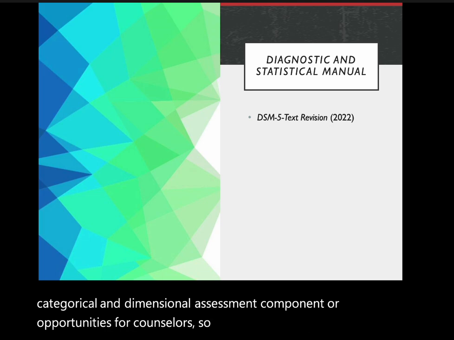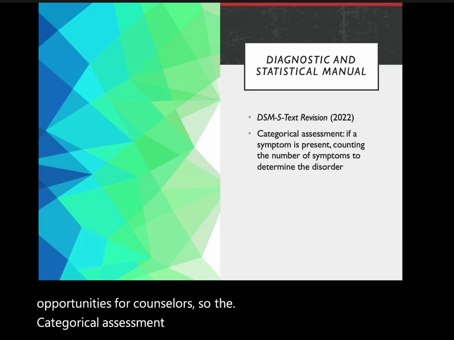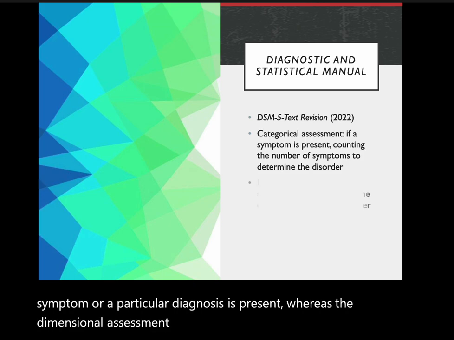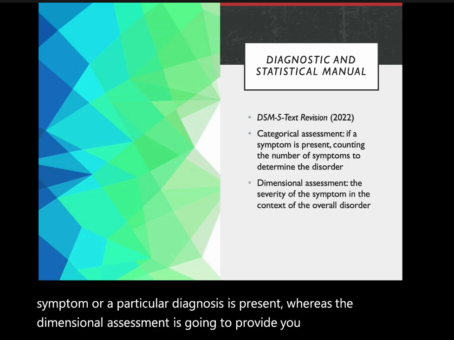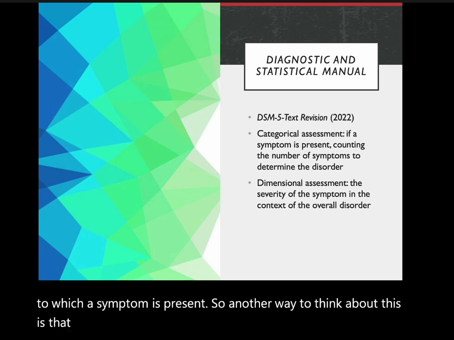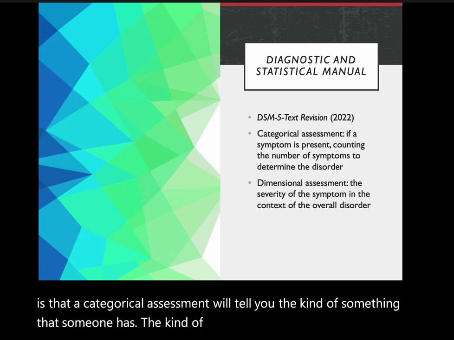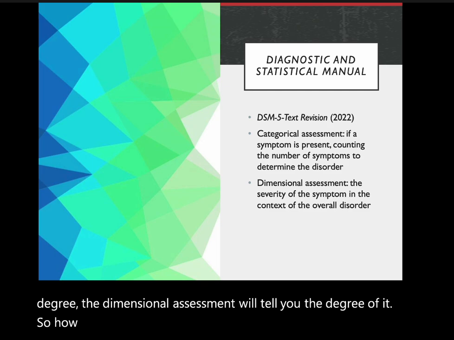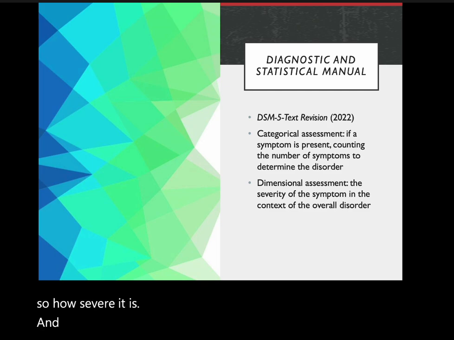So the categorical assessment refers to noting whether a particular symptom or a particular diagnosis is present, whereas the dimensional assessment is going to provide you with the degree to which a symptom is present. Another way to think about this is that a categorical assessment will tell you the kind of something that someone has, the kind of diagnosis, whereas the dimensional assessment will tell you the degree of it, so how severe it is. And the DSM is really unique.